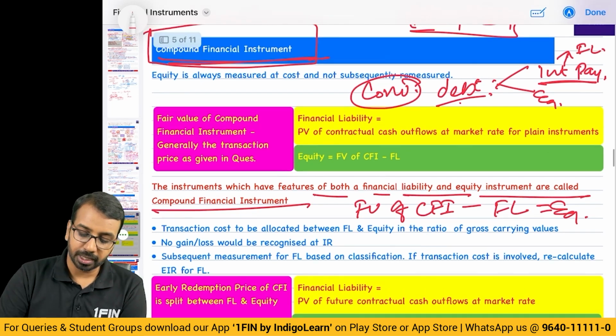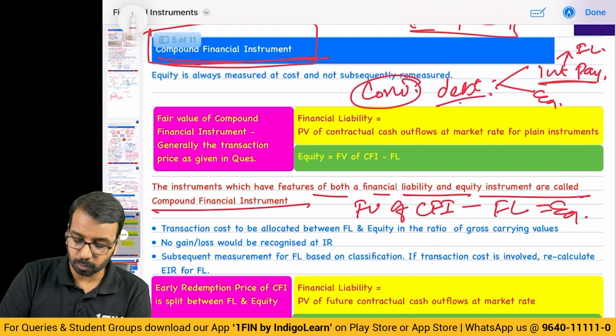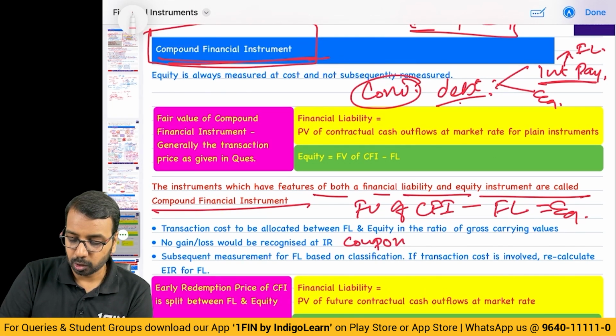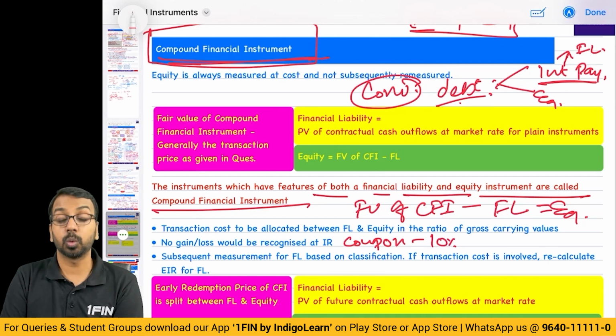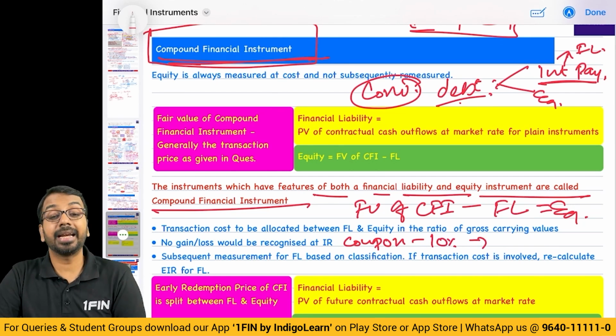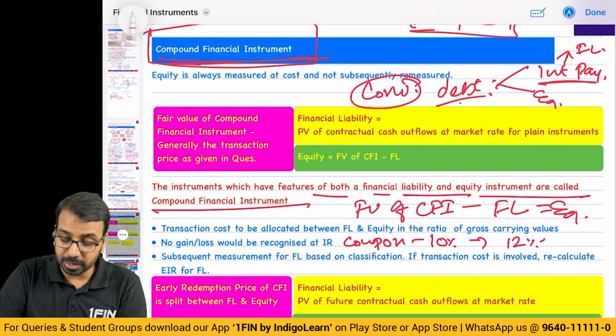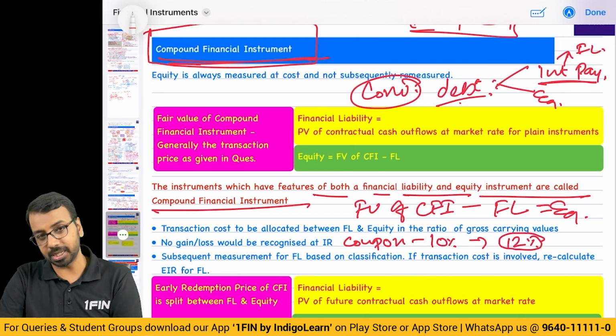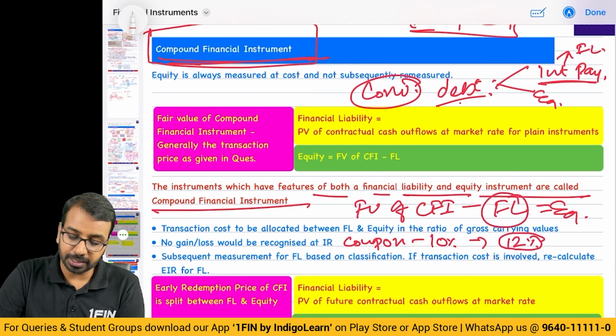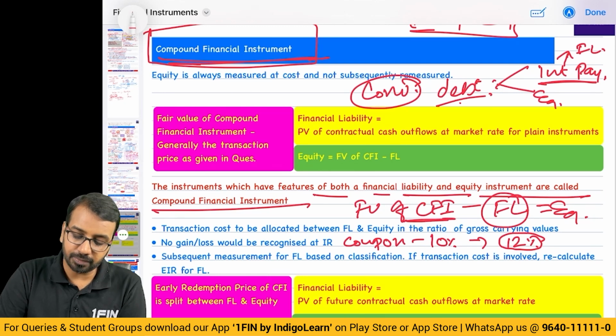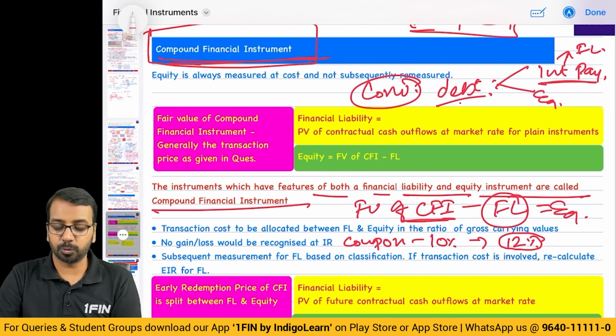So how to do that? The question will give you two rates. One is the coupon rate. Coupon is, let us say, 10%. The rate of a similar instrument without conversion option, let us say 12%. You will calculate the fair value of the liability at 12%. So that becomes your financial liability. You will see what is the fair value of the compound financial instrument, and the difference will be taken to equity.